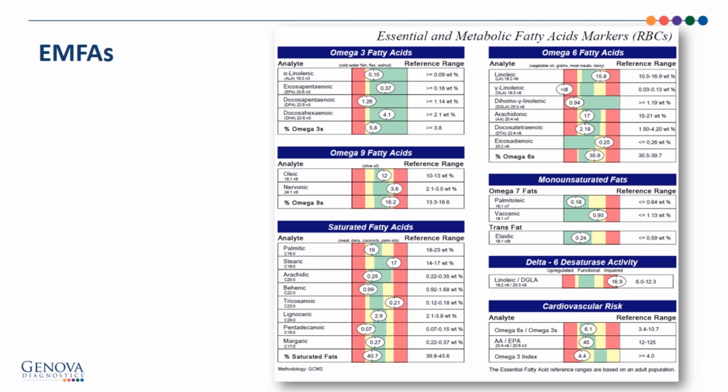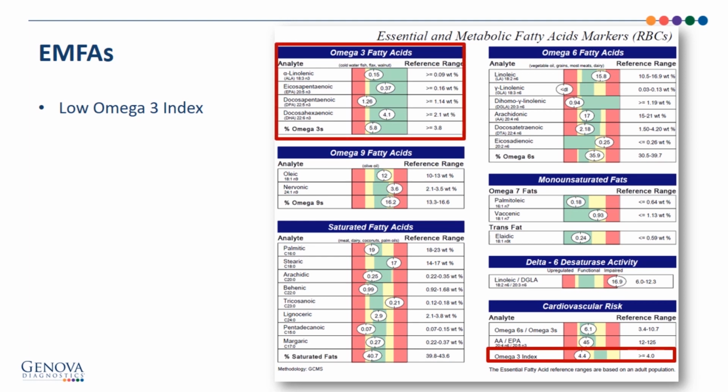Now we can look at the essential and metabolic fatty acid markers. And we start off with the omega-3s. And we can see that there's a low omega-3 index at the bottom right at 4.4. Remember, that comes from the top left, from the sum of the EPA, 0.37, and the DHA, 4.1. So that 4.4 finding speaks to a low omega-3 index and a need for omega-3 supplementation. We also see in the omega-6 fatty acids a low DGLA. So that's also a pro-inflammatory finding. Low omega-3s, low omega-6 DGLA.